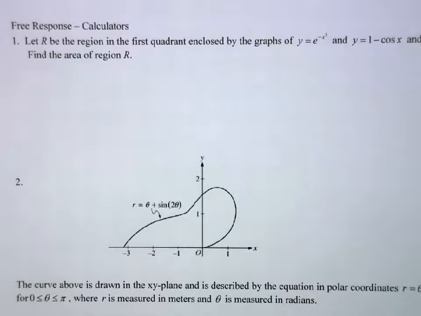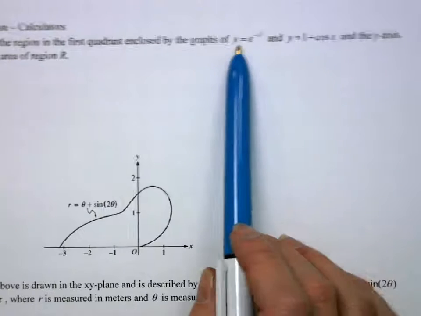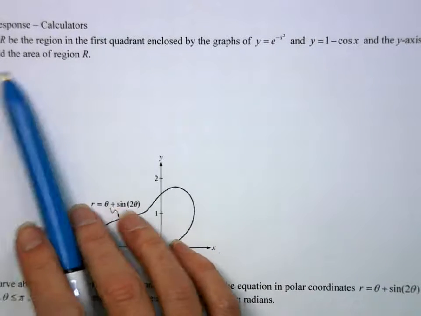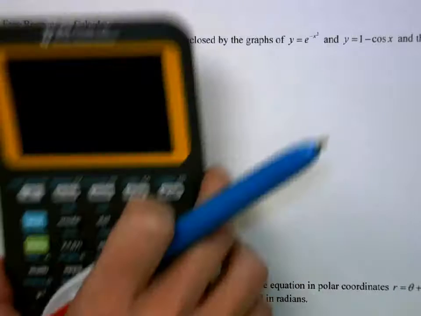In this video, I'm going to go through your free response review problems, the calculator questions. So the first one is an area problem. Let R be the region in the first quadrant enclosed by this and the y-axis. Let's find the area of the region R. So we're going to need our calculator.